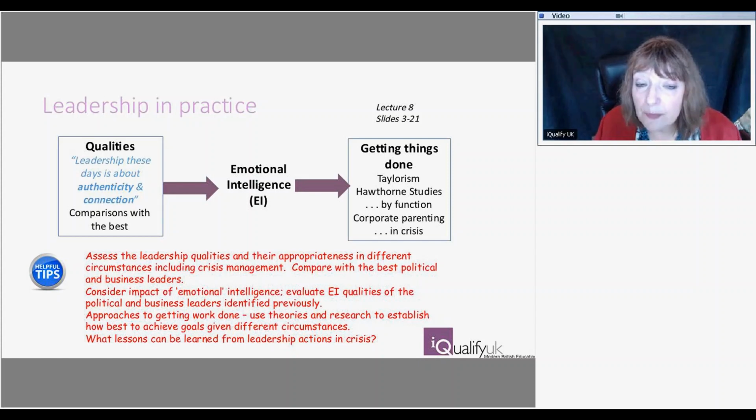Core, as well as the qualities, is the organisation's emotional intelligence. No, let me correct that. It's the individual manager's emotional intelligence. And you recall we looked at Daniel Goleman's EI perspective. And then how do you get things done?